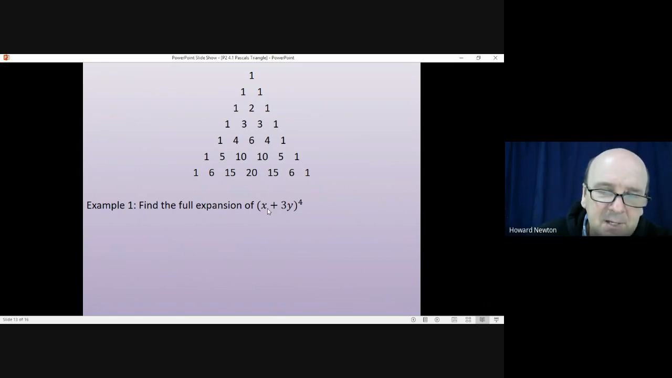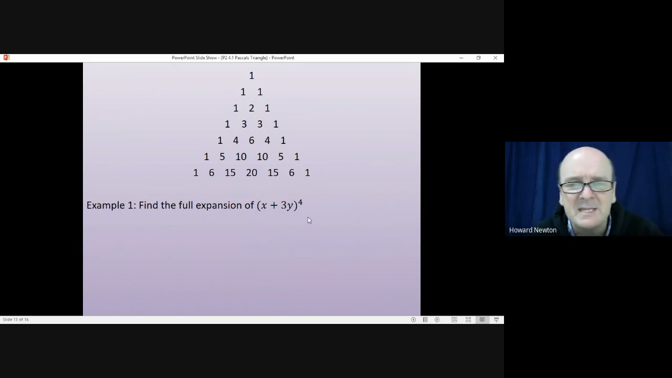It gets slightly harder if you don't just have y, if you have something like 3y or 2x. But I'll let you have a go at doing this. So we're asked to find the full expansion of x plus 3y to the power of 4. That means we're going to be looking at the 4th row of Pascal's triangle. And we'll get the same pattern as before. Instead of y now, we're going to have 3y. I'll let you have a go at seeing if you can make sense of what all of that means. So pause the video, have a go yourself, then come back to me when you're ready.